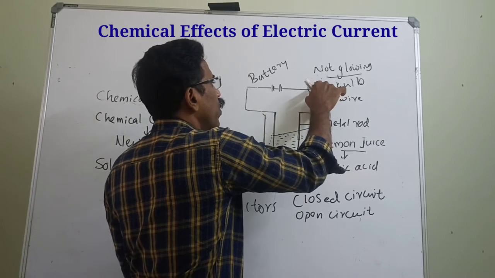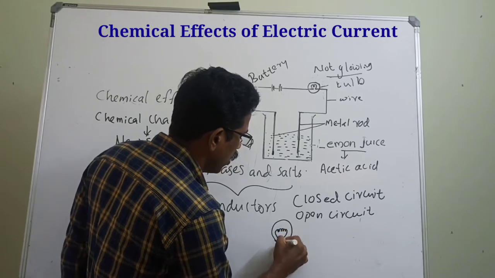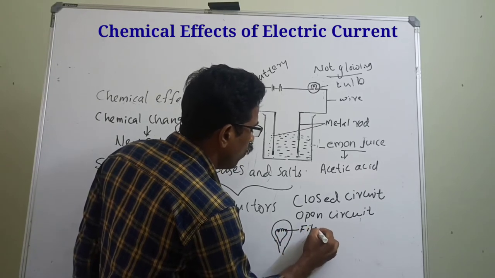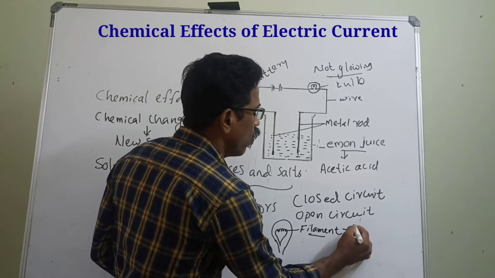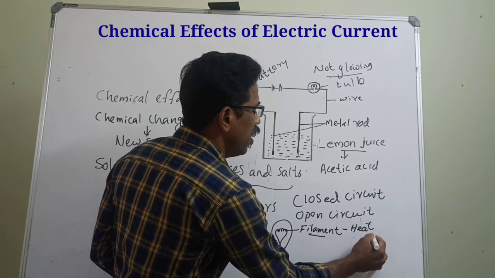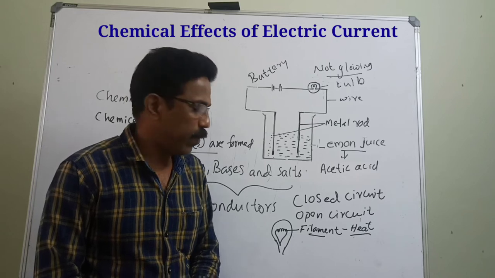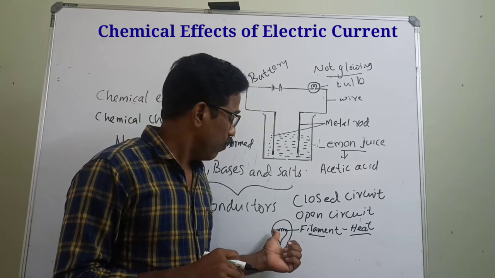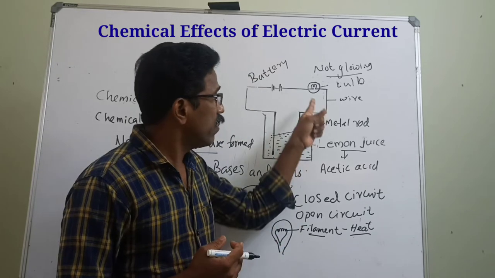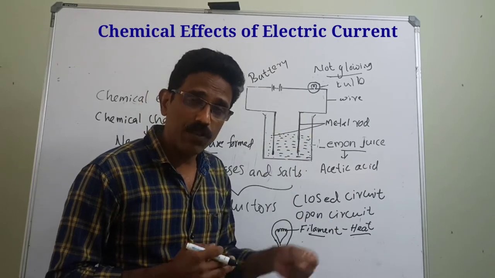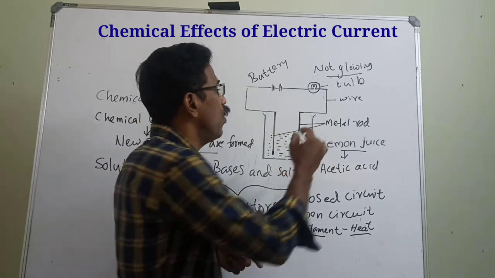Why is it not glowing? The electric bulb contains a filament. And how does the filament glow? You have studied that the filament glows because of heat. Heat energy is produced when electricity passes through the filament. So when electricity passes through the filament, it gets heated up and glows. But in this arrangement the bulb is not glowing. It is because the electricity passing through the circuit is very low.